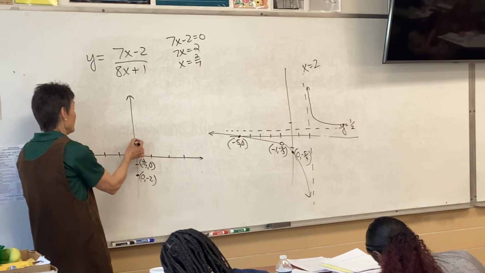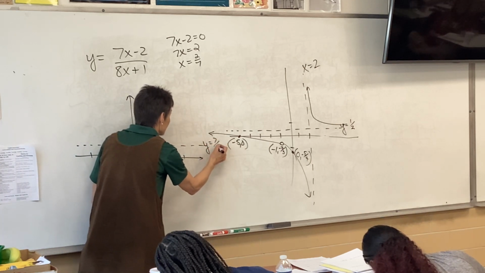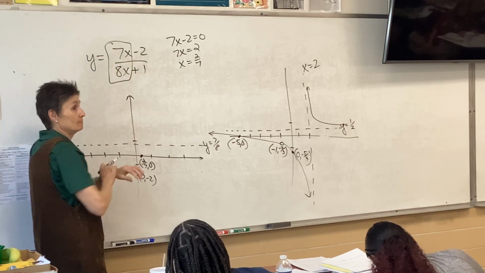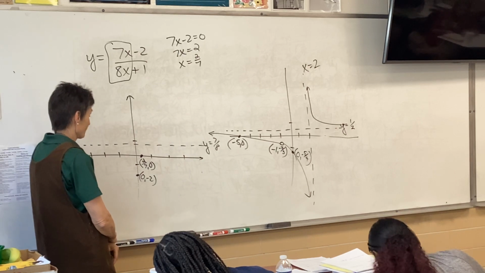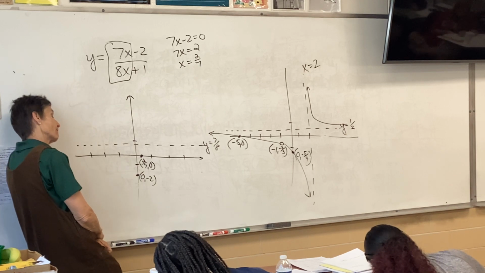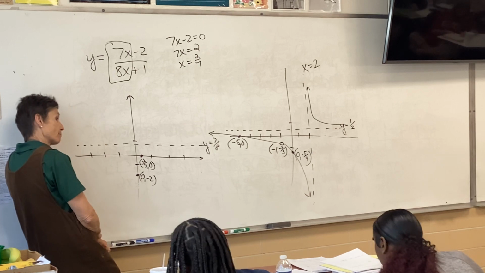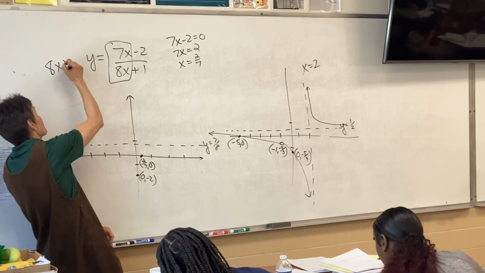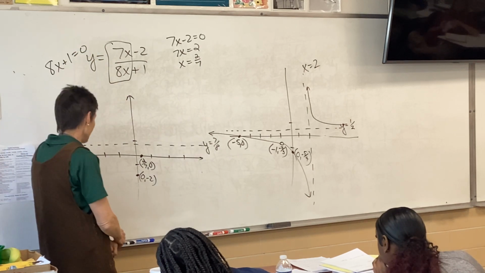My horizontal is y equals 7/8 because I have 7x over 8x, remember when we did like this? What about my vertical? Come on now, where do verticals come from? Denominator. So what makes 8x plus 1 equal to 0? What would x end up equaling? Negative 1/8.